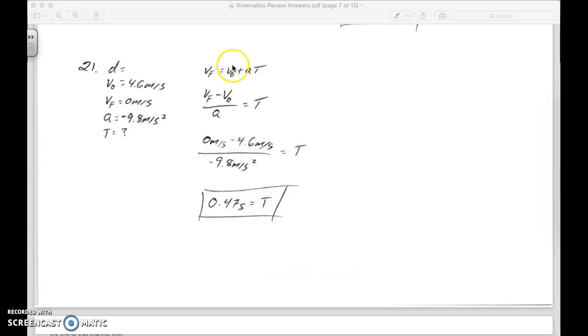We're solving for time, so we're going to subtract v naught over to the left first, giving us vf minus v naught in our numerator. Then we divide by acceleration, giving us vf minus v naught divided by a. We're going to plug in our numbers. 0 meters per second minus 4.6 meters per second, all divided by negative 9.8 meters per second squared, gives us a time of 0.47 seconds.